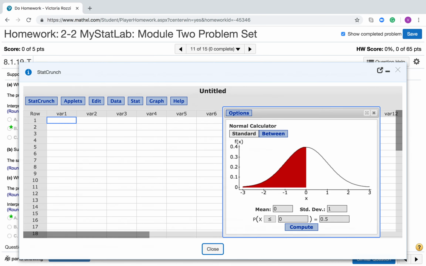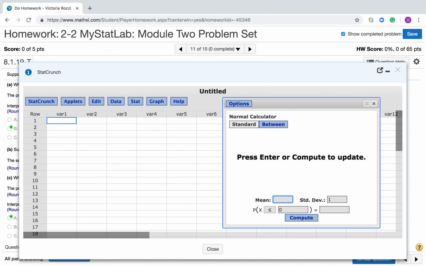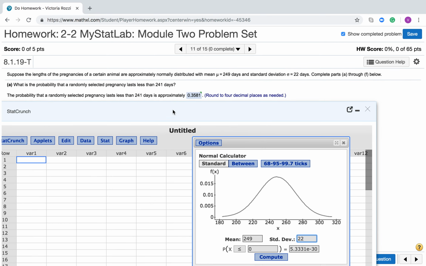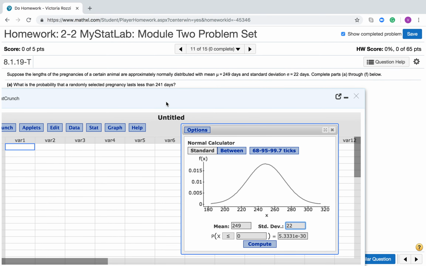So let me open this back up. We're going to put our mean as 249, that's over here, and our standard deviation as 22. Now it's not going to change how this graph looks, but you're going to see how it changes your x and y axis here. Now they wanted the probability that a pregnancy lasts less than 241 days.